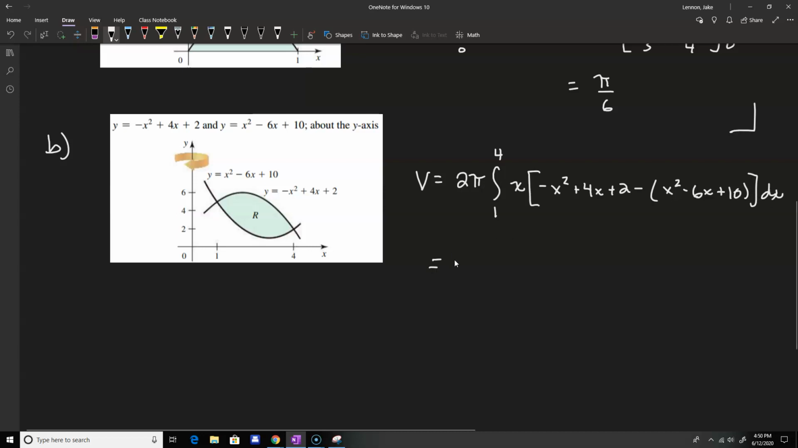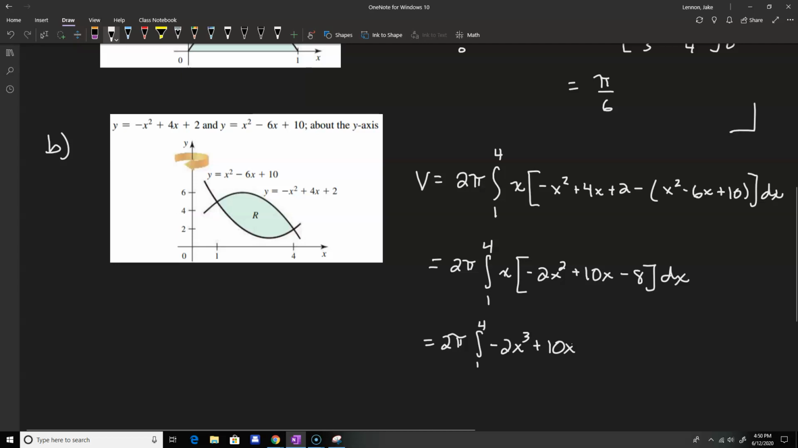So what are we getting? Let's simplify the polynomial. So 1 to 4, we have our x. What happens? Well, we have minus 2x squared now. And then 4x and 6x is going to make plus 10x. And then plus 2 and minus 10 is going to be minus 8. So again, multiply the x through, and then we'll go ahead and find the antiderivative after that. So we have minus 2x cubed plus 10x squared minus 8x dx.